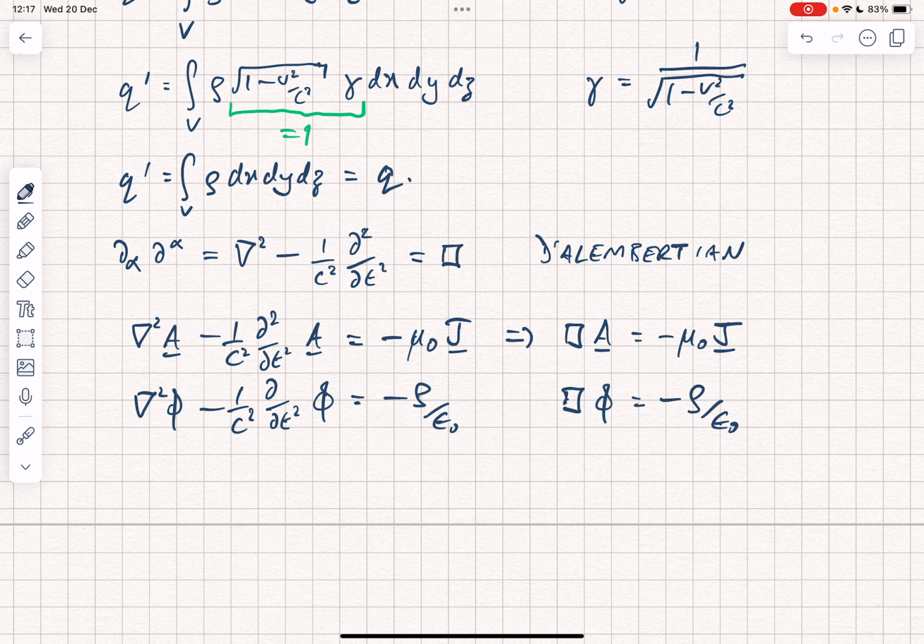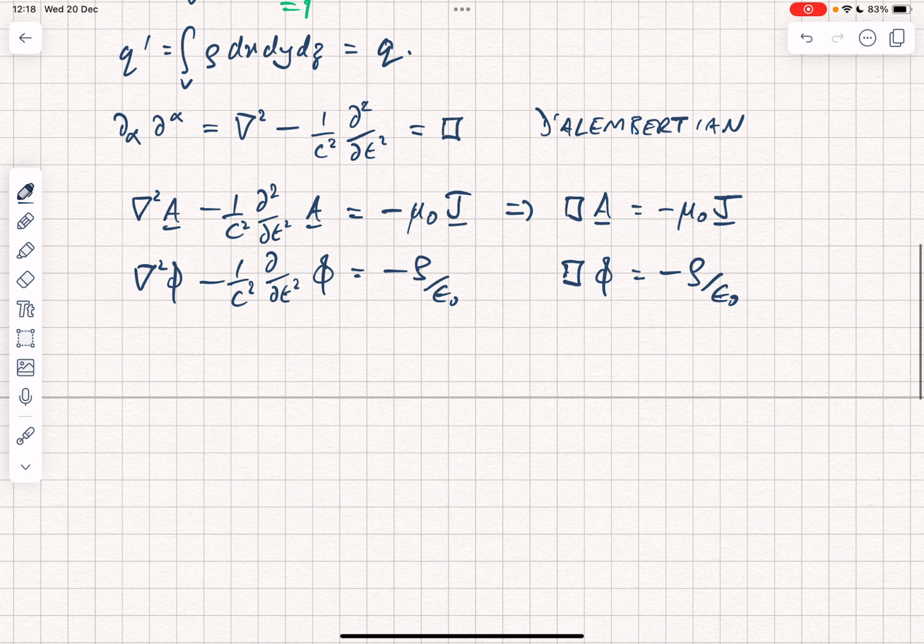We've got a J and a rho on the right-hand side. We know those combine into a single 4 vector. This box operator is the result of a dot product between covariant and contravariant, so it's therefore invariant. So we've got an invariant right-hand side, we've got an invariant operator. Therefore, we should be thinking about combining A and phi into a single 4 vector.